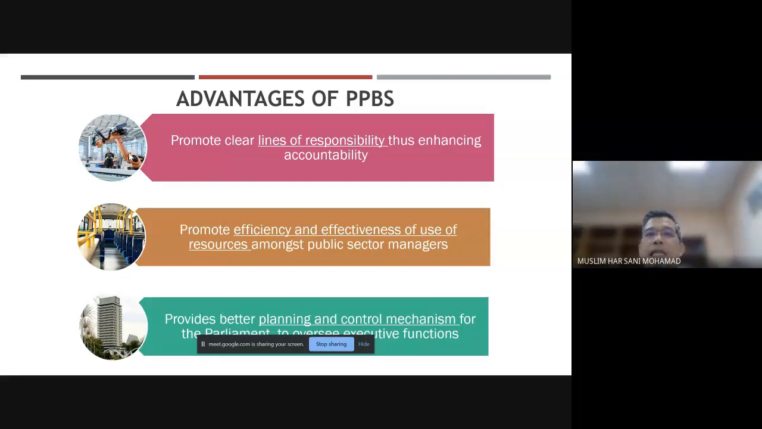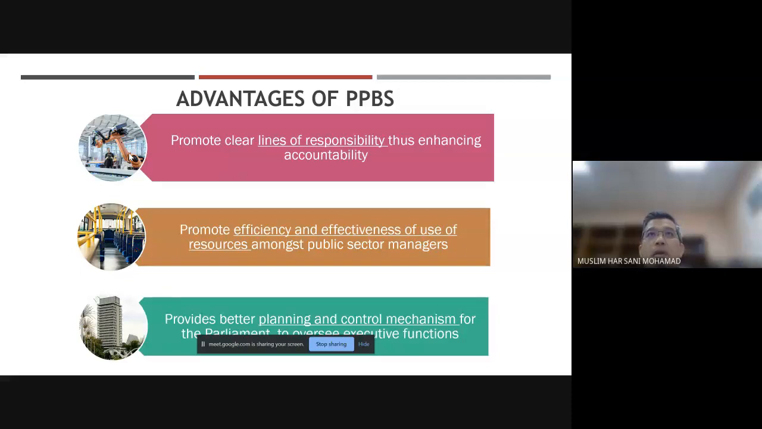Promote efficiency and effectiveness of use of resources among public sector managers. So in a way, it provides a platform for efficiency and effectiveness, because if you look at these two, it is basically, with the given resources, the impact, outcome and output need to be achieved. Provide better planning and control mechanism for the parliament to oversee executive functions.